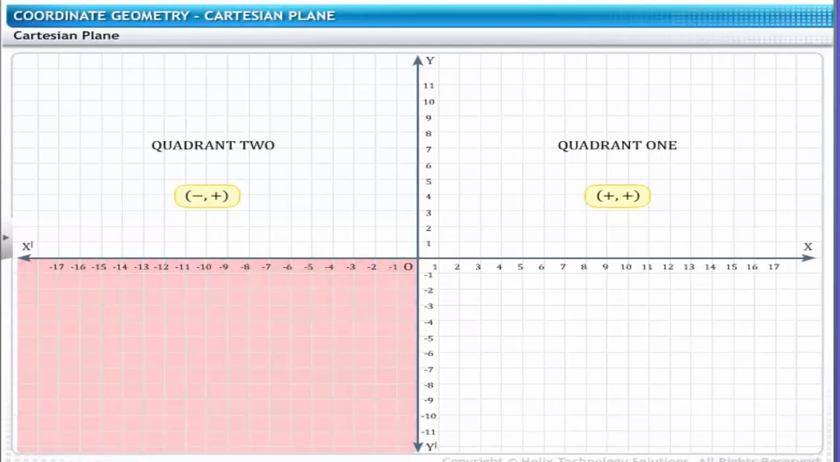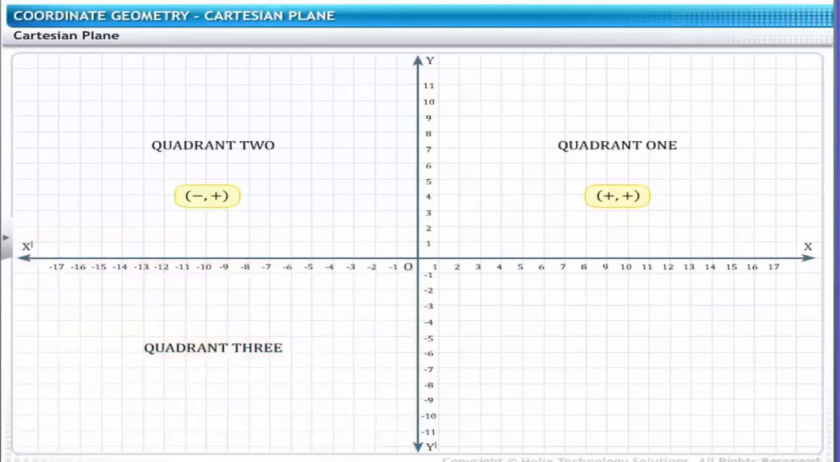X dash or Y dash is called quadrant 3. In this quadrant, X coordinates as well as Y coordinates have negative values. Thus, this quadrant is of the type minus, minus.